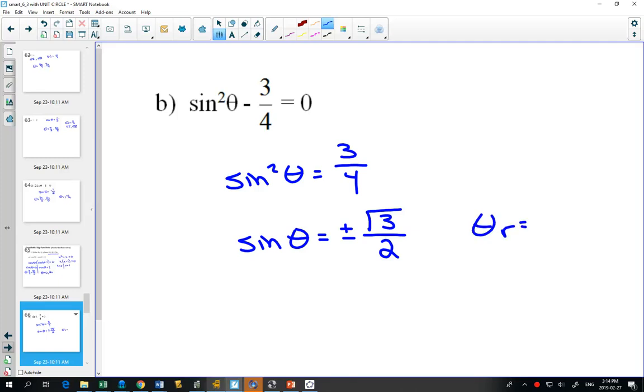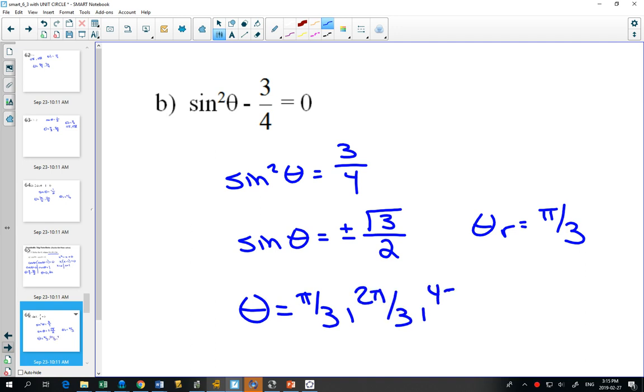When is sine, when is the y coordinate, root 3 over 2? Pi over 3 family. What quadrants are you looking in? Plus or minus? All of them. So you have the whole entire pi over 3 family. This is called a family gathering.